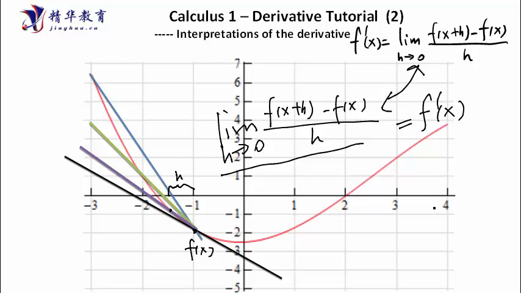Derivative is nothing fancy. It's just a tool. A tool of what? A tool to help you find the tangent line slope at every single point. Okay, that is the meaning of derivative.